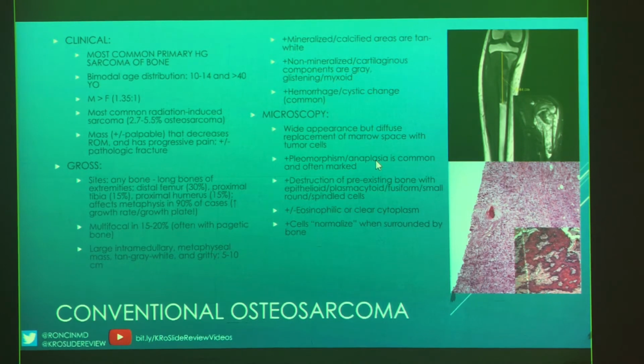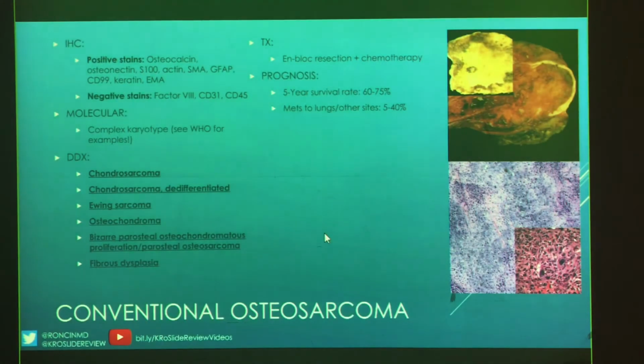The bone itself is destroyed, and the cells again, so we have epithelioid, plasmacytoid, fusiform, small round or spindled cells. So pretty much the entire gamut of sarcomatous cell types is what you can see in this tumor. The cytoplasm is often eosinophilic or clear, and what I was trying to point out is that the cells normalize when surrounded by bone, so they're not as pleomorphic, they're not as scary, but only when surrounded by bone. Yeah, see more of that scary stuff.